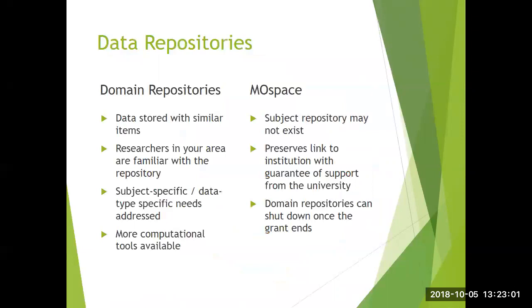And the big thing to think about is, well, is there already a subject-based repository for my information? That way your data is stored with similar data. Researchers in your area are kind of expecting to find it there and would be familiar with it. It might have some specialized computational tools that is useful for that type of data. And then we do have MOspace, which is the Institutional Repository for University of Missouri. This is great when a subject repository doesn't exist and you're not sure where to put something, and it preserves the links to the institution with guarantee of support from us.